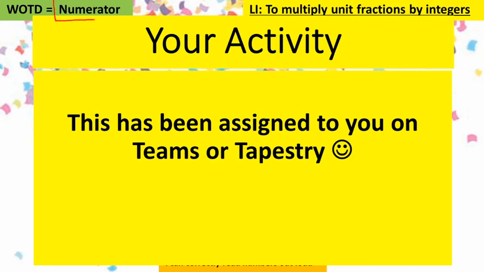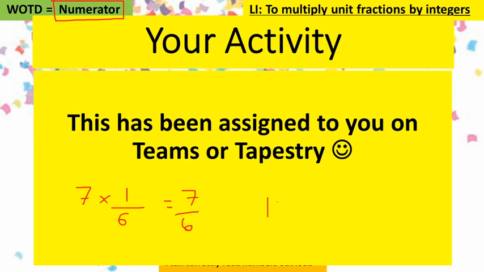Remember, when you are multiplying a fraction by an integer, a whole number, only the numerator changes, the denominator stays the same. So if we just do a quick one, 7 times 1/6, only the numerator changes, 7 times 1, 7, so 7/6.